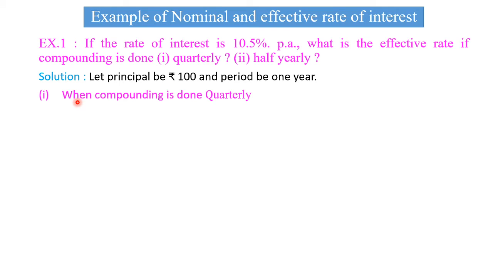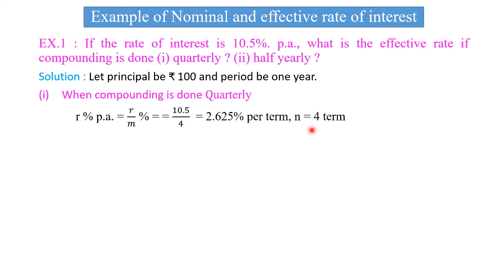First, when compounding is done quarterly. Rate of interest R percent per annum is equal to R divided by m, and therefore rate of interest is 10.5% divided by 4. We have to take m is equal to 4 because compounding is done quarterly. Therefore 10.5 divided by 4 is equal to 2.625% per term, and n is equal to 4 terms.